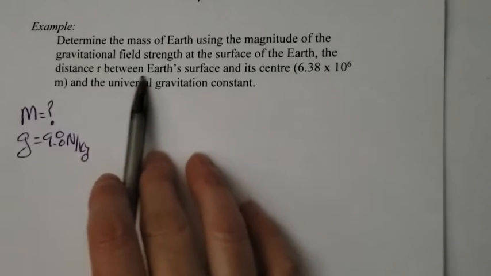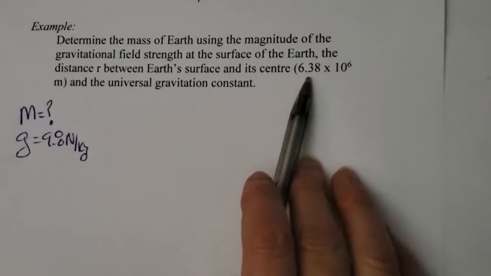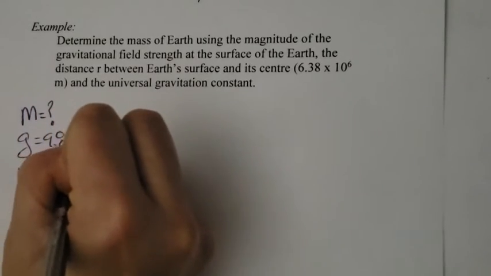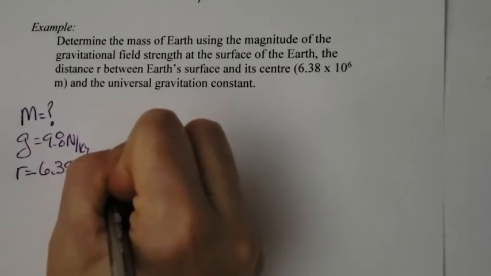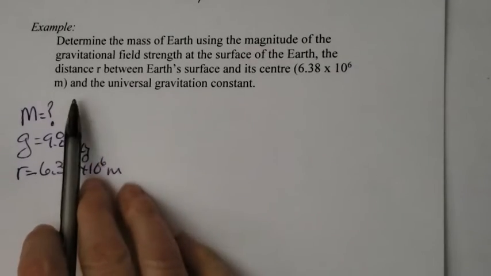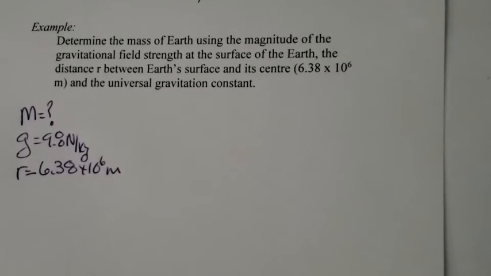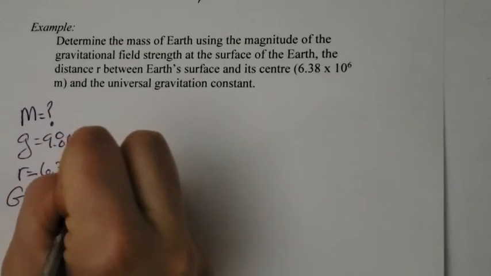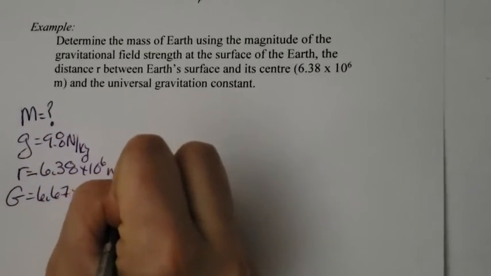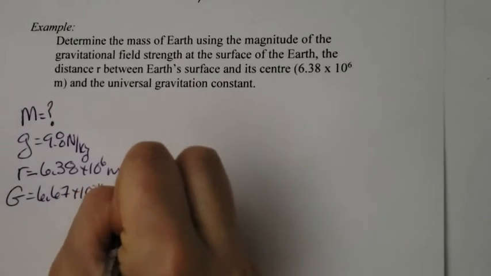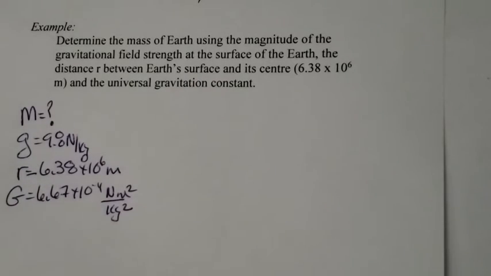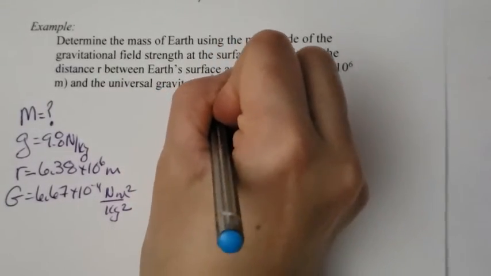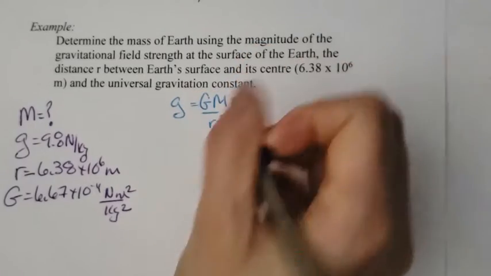The distance r between Earth's surface and its center is 6.38 times 10 to the 6 meters. So we know what r is. And we know what the universal gravitational constant is. That's our capital G. That is 6.67 times 10 to the negative 11 newton meters squared per kilogram squared. Well, my new little formula for g is capital G, capital M divided by r squared.